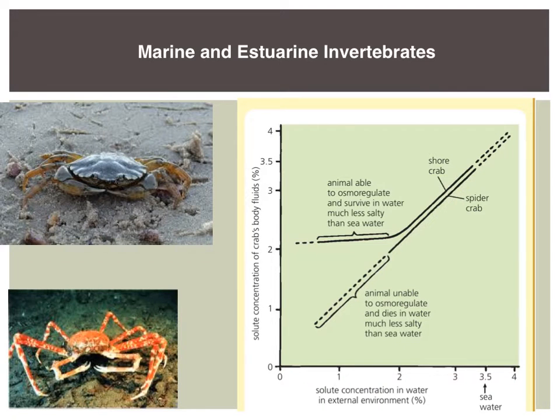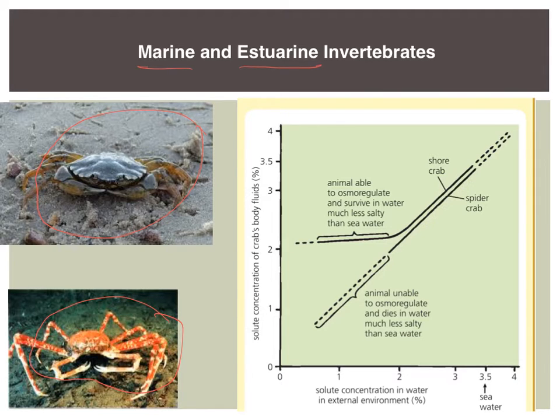So we're going to have a look at an example here, which is a marine example. In this case here, we're looking at a shore crab, so that's this character here, and on the other hand, down here we're looking at a spider crab. Now a shore crab is found in river estuaries. So I've got up here marine and estuarine invertebrates. So we're talking about an estuary. It tends to be where you've got water that contains less salt than seawater.